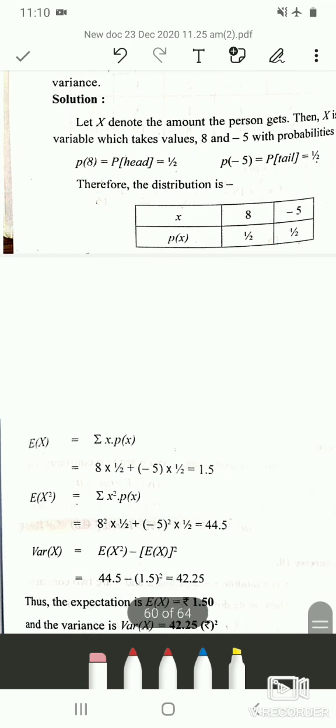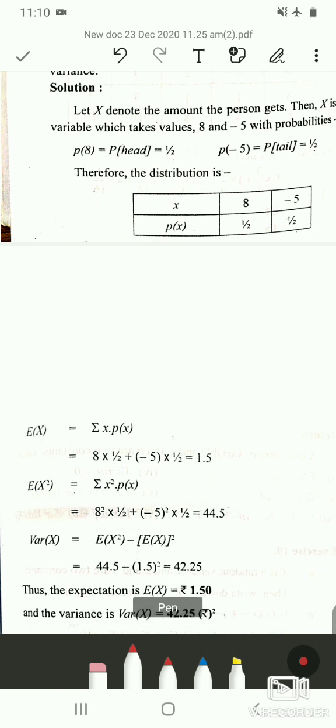So we know the formula for expectation, which is summation x into p of x. So that is 8 into 1 by 2 plus minus 5 into 1 by 2, which is 1.5. Therefore your expectation is 1.5. And then we have to find out variance, for which we need expectation of x square, which is summation of x square into p of x. Therefore 8 square into 1 by 2 plus 5 square into 1 by 2, which is 44.5.